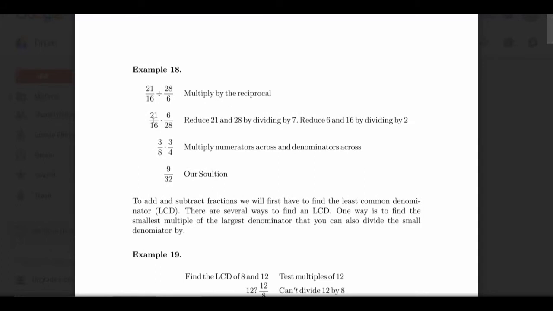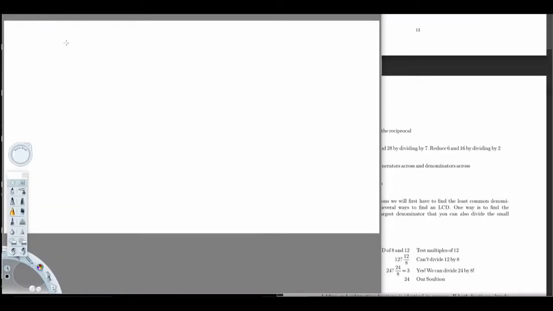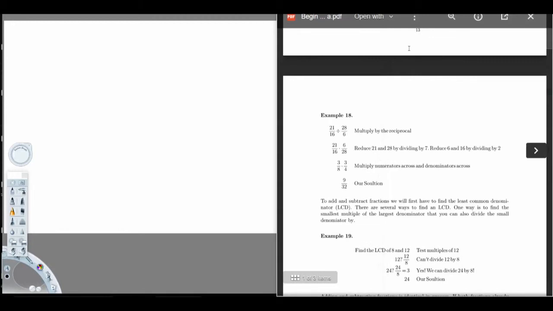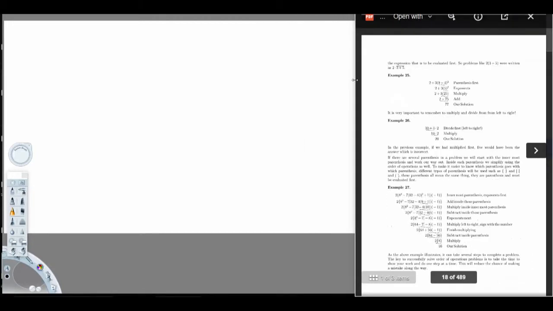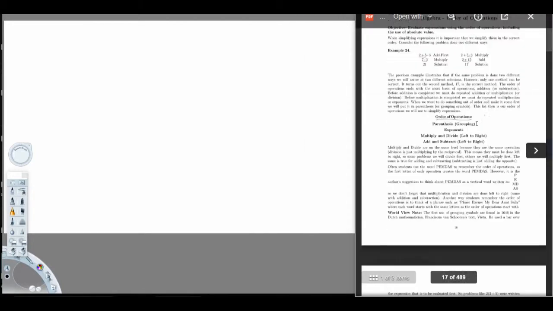So what they did was they divided these two by 7, and they divided these two by 2, and you got the solution 9 over 32. Do I do this? I guess I could do this. So, that always does this. It's a pain.